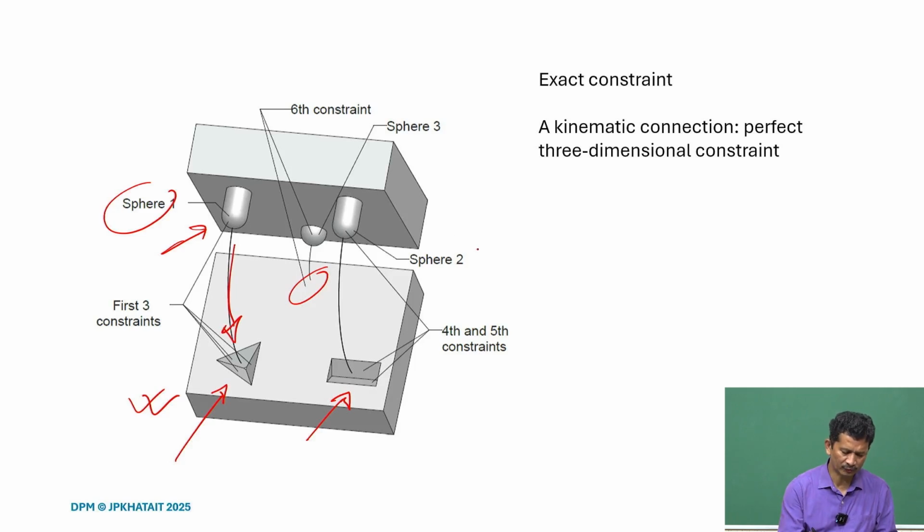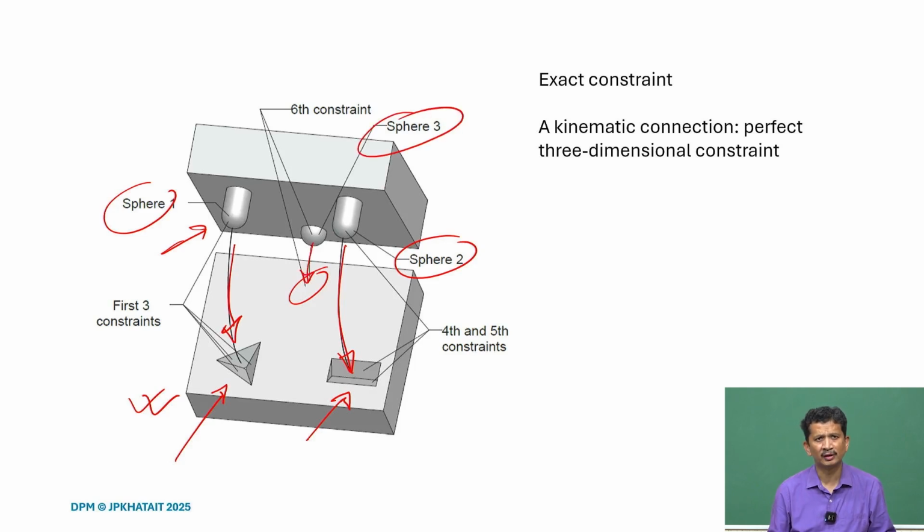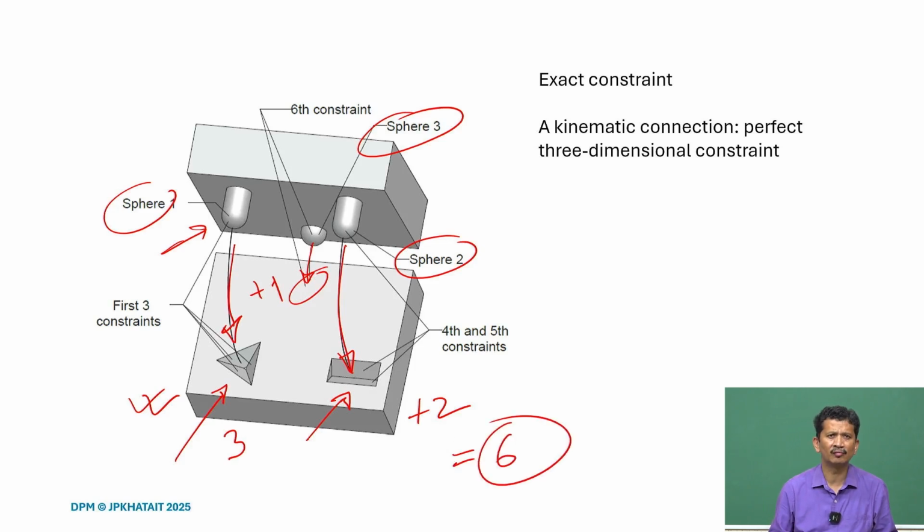Similarly, when sphere 2 comes in contact with the V groove, it makes 2 contacts, and when sphere 3 comes in contact with the flat surface, it will make 1 contact. So, the total number of contacts here is 3, plus 2, and then plus 1. So, in total we have 6 contacts, and later we will learn about it.